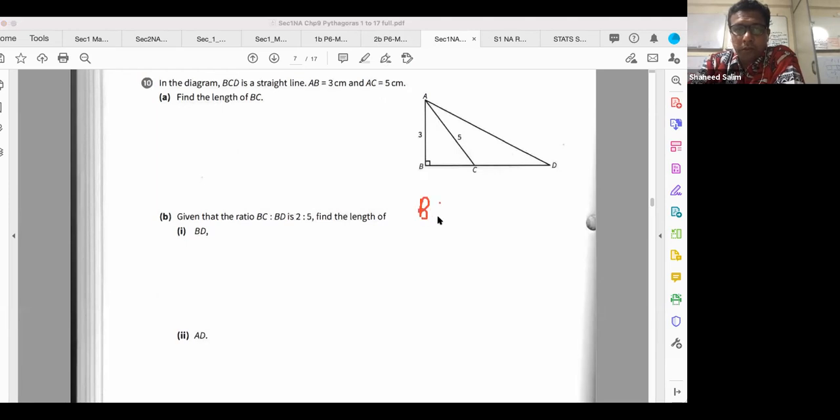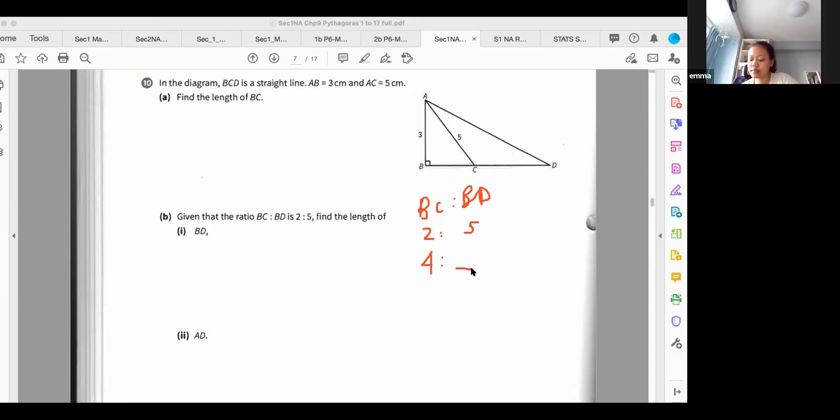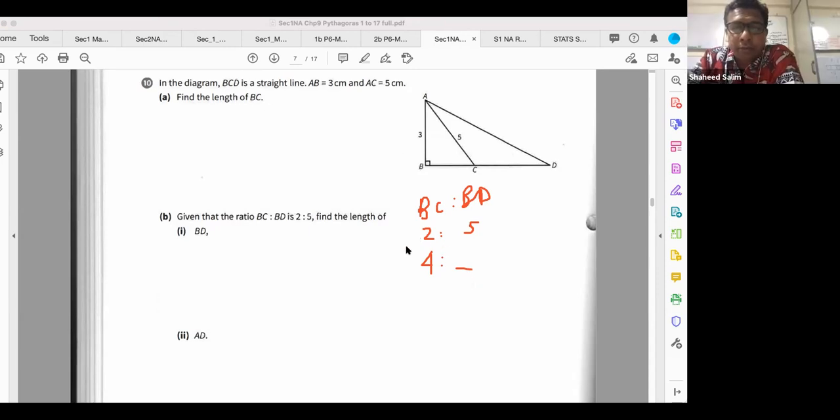So BC is 2, BD is 5. Then you say this is 4, right? So therefore this is what? 2.5. Can it be 2.5? Because how do you get from here to here? You times by 2, correct? So you times by 2. Don't divide by 2. You times by 2, so you get 10. So now this whole thing here is 10.